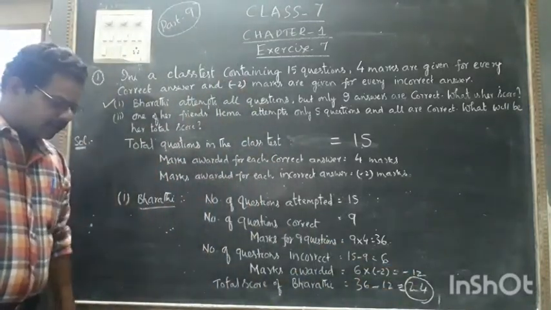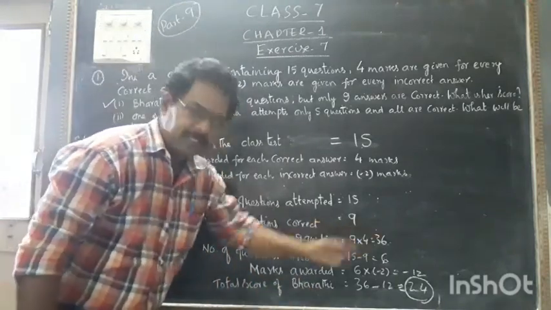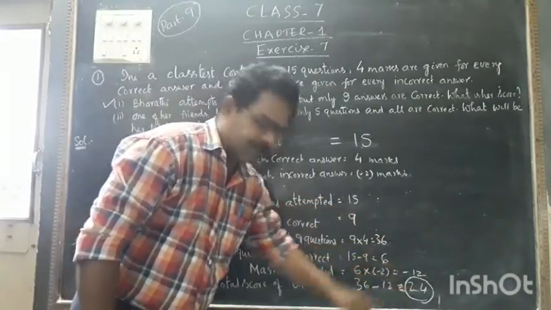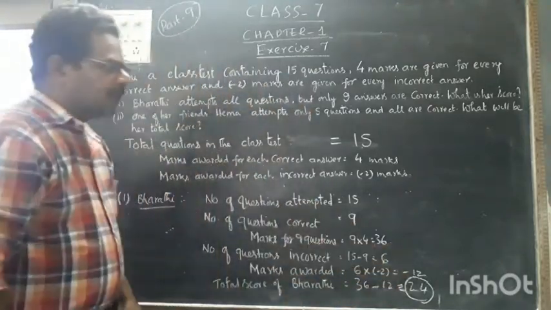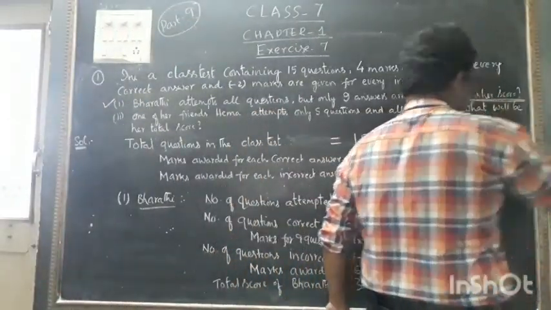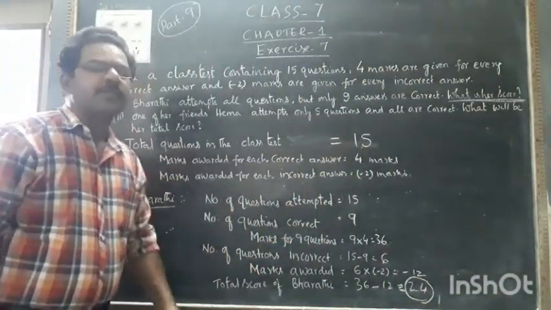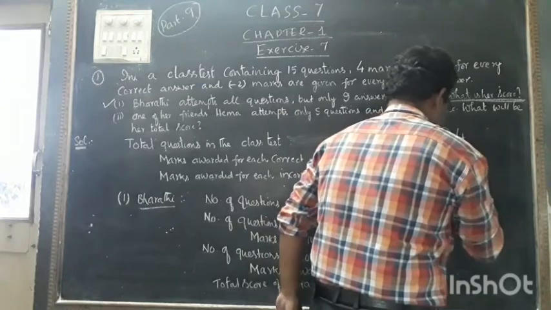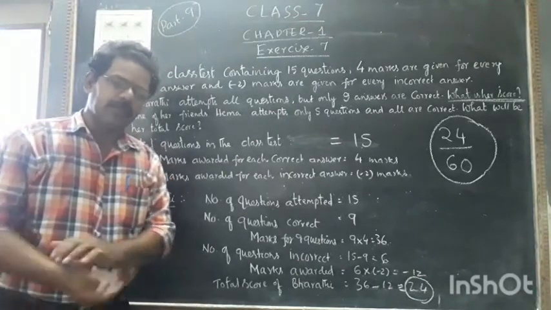Okay, minus 12 marks. Total score of Bharati: for the 9 questions she got correct, she got 36 marks. But from that 36 we have to reduce 12 marks for the wrong answers. So 36 minus 12 is equal to 24. Therefore the total score of Bharati is equal to 24 marks. Understand? 15 into 4 is equal to 60 marks. Out of 60 marks, she got only 24, because in this class test there are negative marks also.